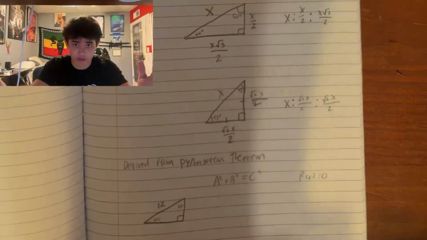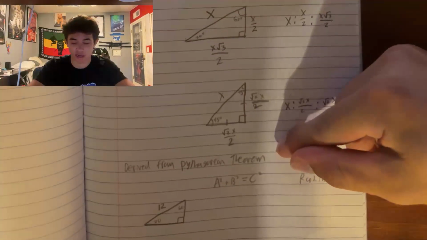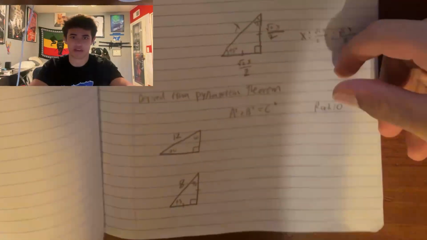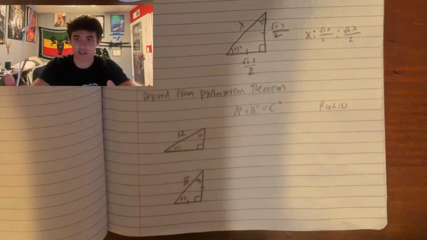Now, how do we find out these ratios? Well, they're derived from the Pythagorean theorem. Now, you don't really have to take notes of this or really know it, but it's just a good thing to have in the back of your head.